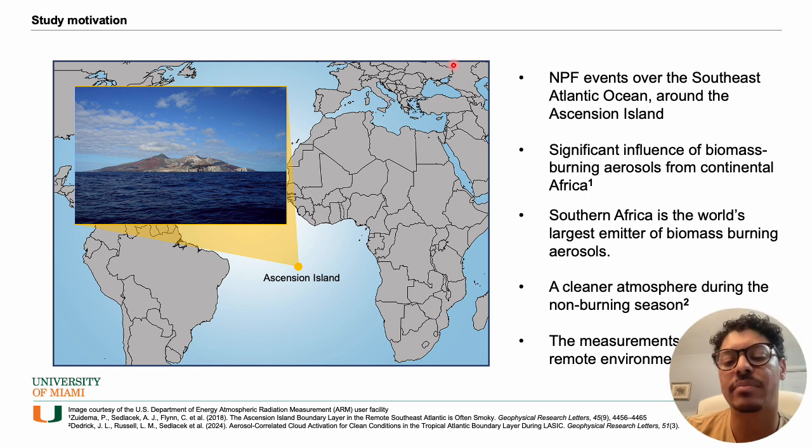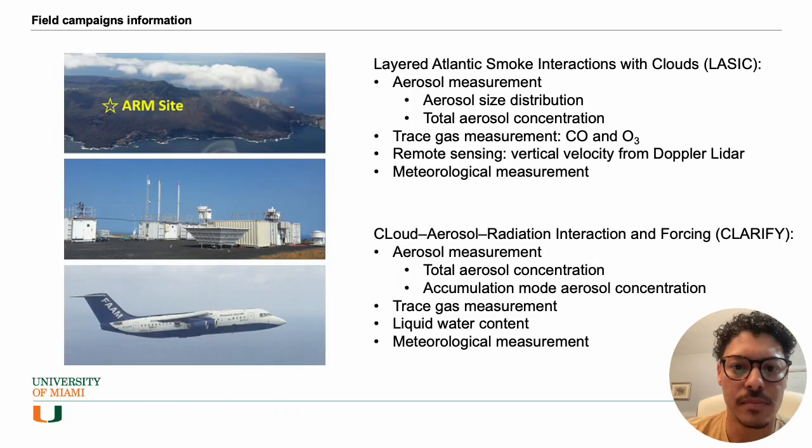However, depending on the wind patterns, the Southeast Atlantic can experience a relatively clean environment from the months of November to May. So the measurements at Ascension Island represent the remote Southeast Atlantic environment, where the air mass requires at least 5 to 6 days to arrive from Africa. In this work, we examined the occurrence and the meteorological conditions associated with new particle formation events and predicted their contribution to CCN during these events.